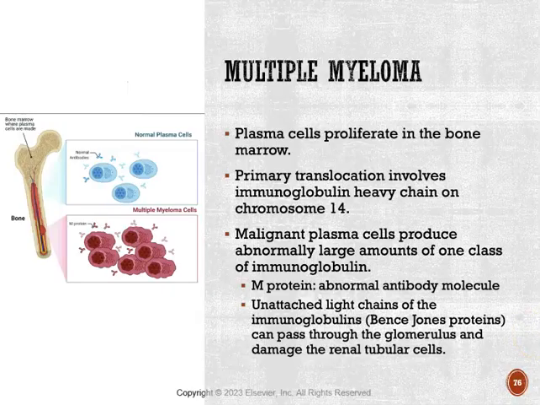So we'll start with multiple myeloma, which is going to be a malignant disorder where our plasma cells are proliferating uncontrollably in the bone marrow. And the primary genetic abnormality is going to involve a translocation of the immunoglobulin heavy chain on chromosome 14. And this then leads to a production of excessive amounts of a single class of the immunoglobulin.